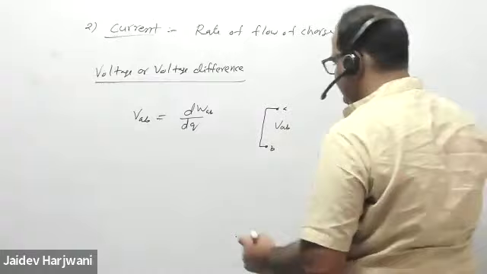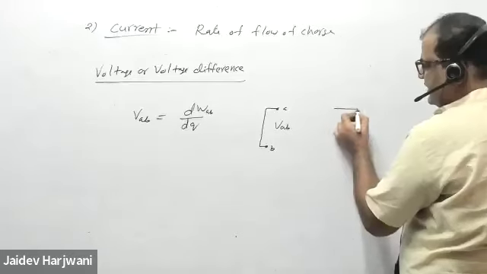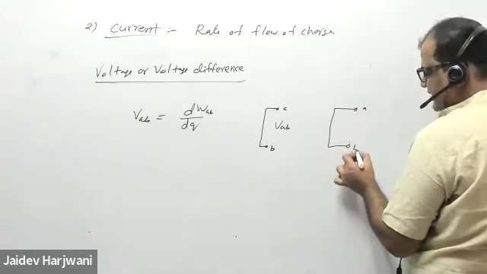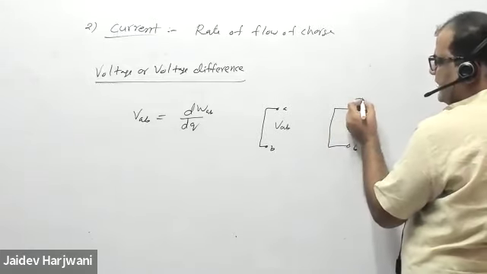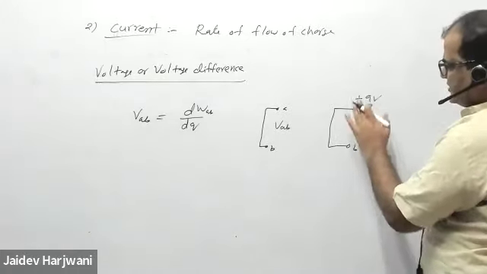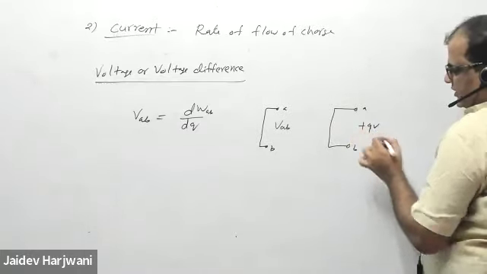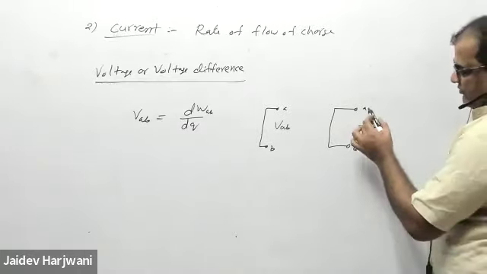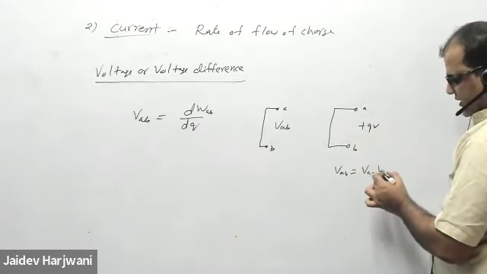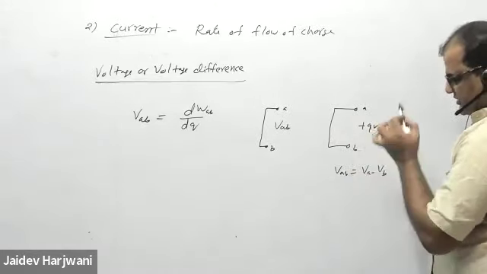When I say the voltage difference is VAB, let us say this is my point A and this is my point B in the circuit, and VAB is 9 volt. VAB means VA minus VB. That is, the voltage of A with respect to B is 9 volt.